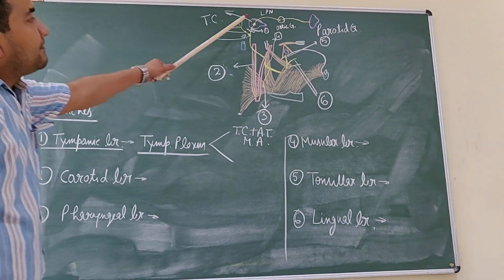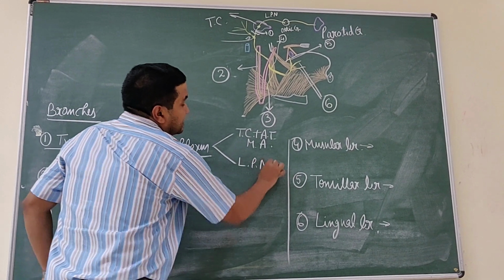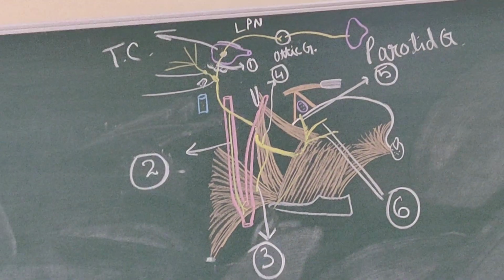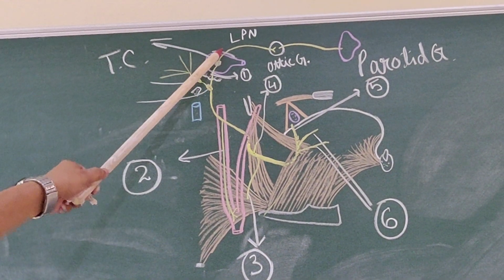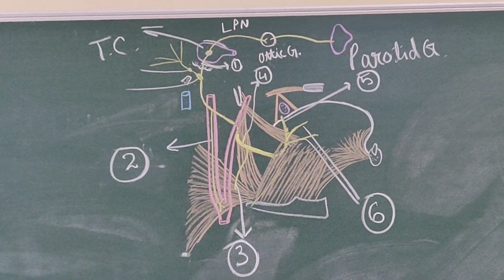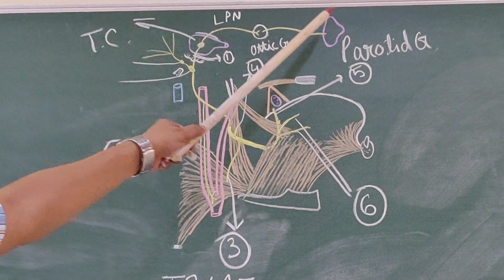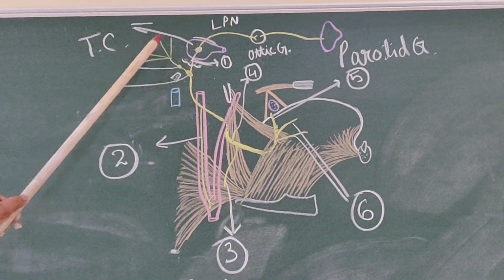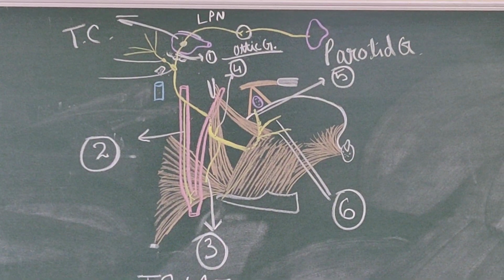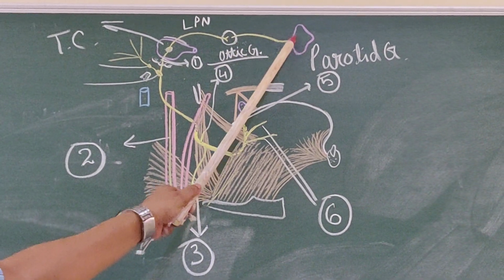Now from this tympanic plexus, there is a nerve, the LPN, that is the lesser petrosal nerve. It pierces the roof of the middle ear cavity, that is the tegmen tympani, and carries the preganglionic secretomotor fibers to this gland, the parotid gland, and relays in this ganglion, the otic ganglion. Now, what is the structure that carries the postganglionic fibers to the parotid gland?